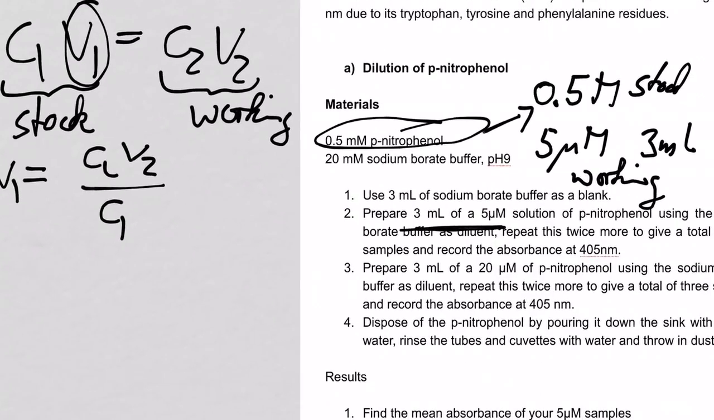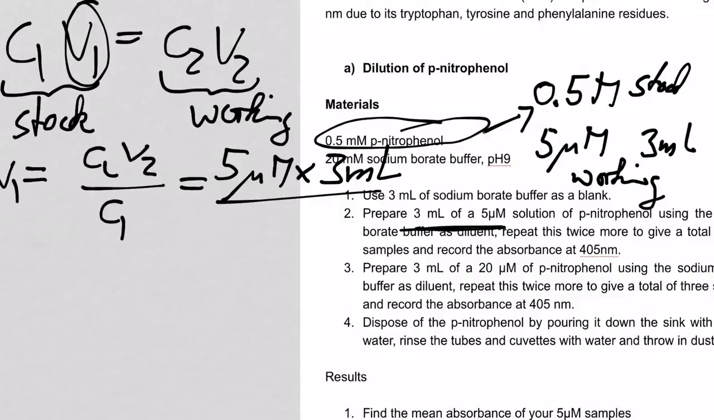Now we said for our working solution, we want 5 micromolar times 3 milliliter, and for the stock solution we have 0.5 millimolar. Oh, bum! We have different units, eh? One is micromolar and the other one is millimolar. We can't really do anything with that. We can't cancel them out because we would lose a factor of 1,000. So what we need to do is we need to convert milli into micro.